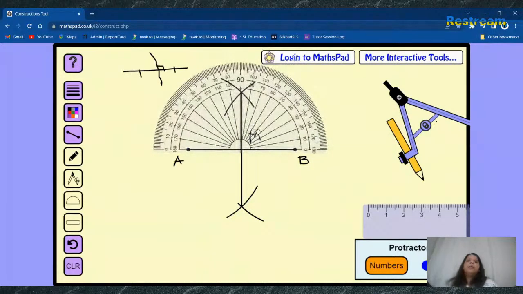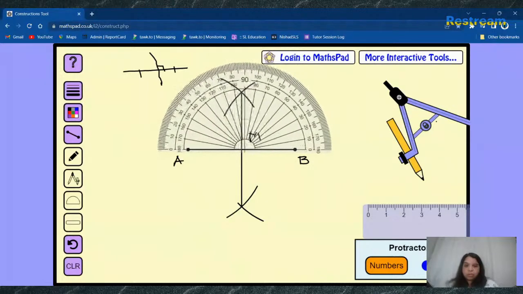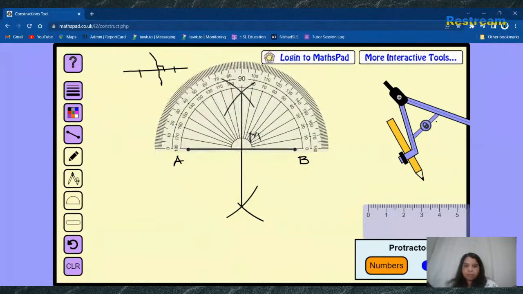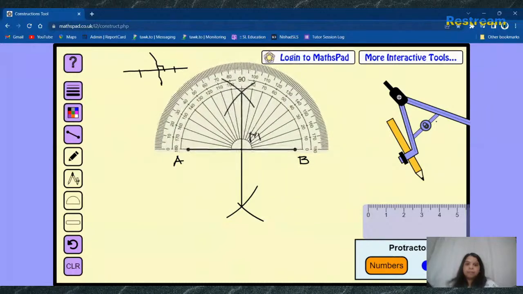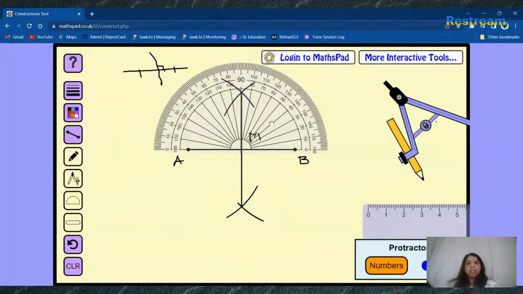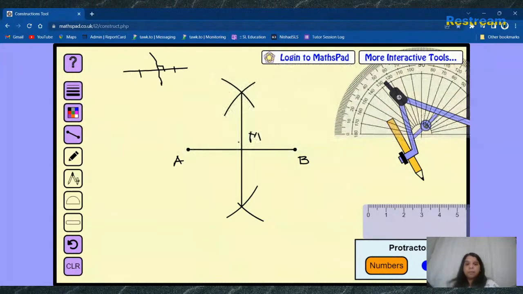See, an error of about 1 degree is allowed. So here we have a small error of 1 degree. Now actually we don't have that error. We have exactly 90 degrees. I just cannot control the mouse properly. So it is exactly 90 degrees. So this is a perpendicular bisector.